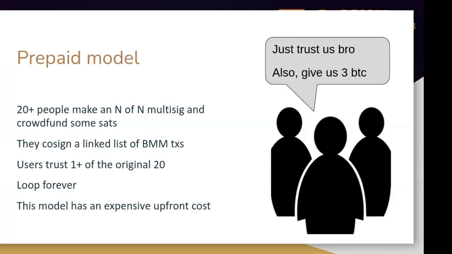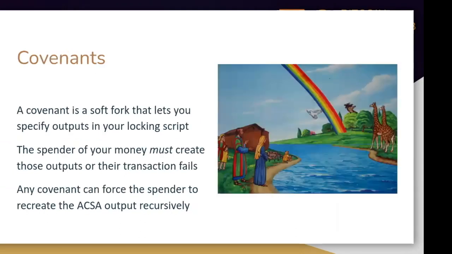I don't really like the prepaid model because you have to trust 20 people, and you have to do that every 10 years. You have to pick another set of trustworthy people. But the other thing you can do to fix the problem that comes with the non-soft fork way is you can add covenants. Covenants are a type of soft fork that allow you to specify outputs in your locking script. Which is another way of saying you can make a Bitcoin address where, if you put money into it, there's a condition that says if you spend from this address, you have to put money into this address. If you spend money from address A, you have to put money into address B. And that's a covenant. It forces you to put money into address B, otherwise the transaction is invalid.